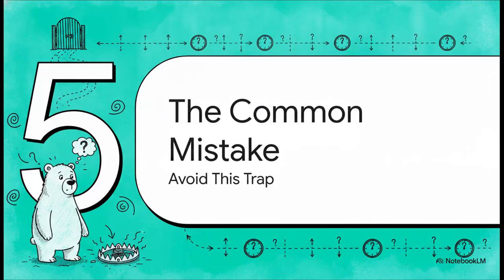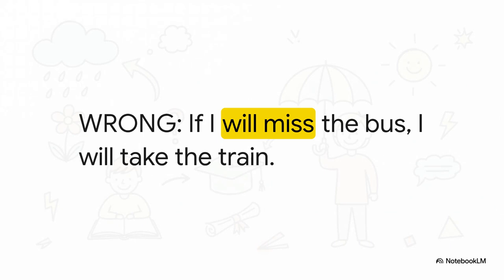Section 5. The common mistake. Now, this is a trap that catches so many Brazilian students. If I will miss the bus, I will take the train. Actually, scratch that. This is completely wrong. In Portuguese, you often use a future form in the if clause, like se eu for or se chover. Because of that translation, Brazilian learners naturally want to shove will inside the English if clause.